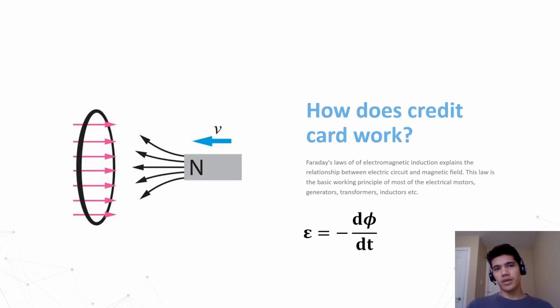Then, the Faraday-Lenz law explains that a change in magnetic flux, that is the card being swiped through the card reader, induces a change in voltage. Voltage is the change in potential energy in the circuit.